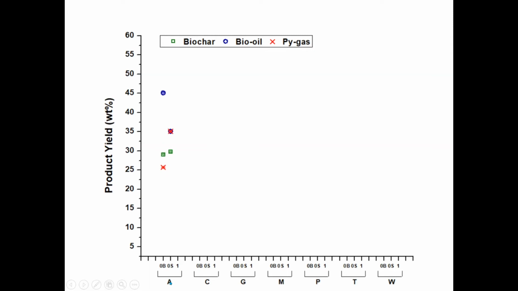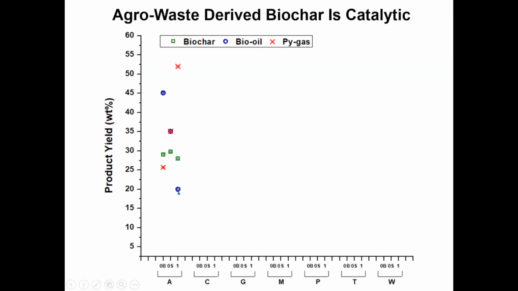So for agricultural waste A, comparing the blank test and the secondary, you can see the bio-oil change. So temperature can reduce the bio-oil. But with the biochar catalyst added into the system, we can further reduce the bio-oil, and at the same time we can increase the pyrolysis gas.